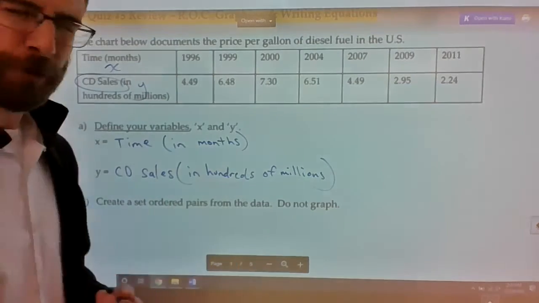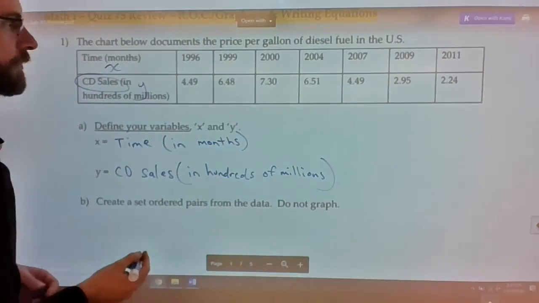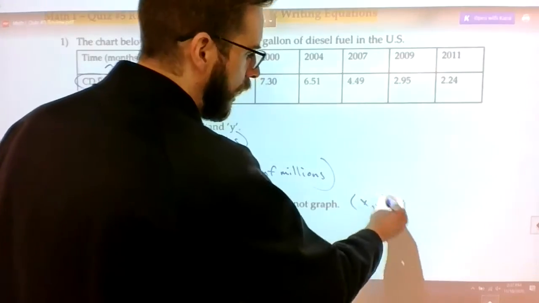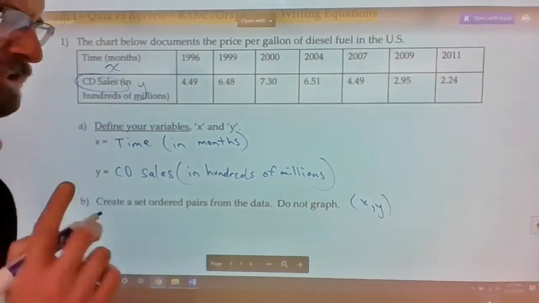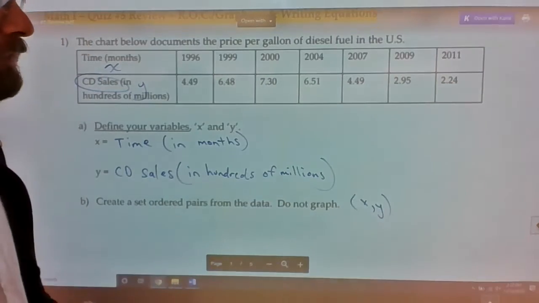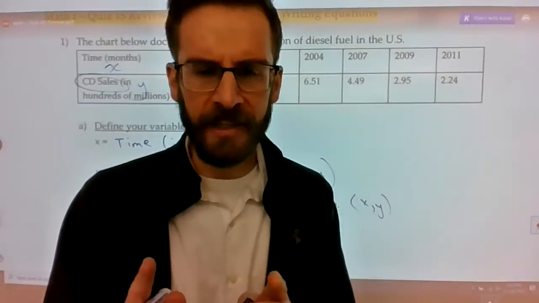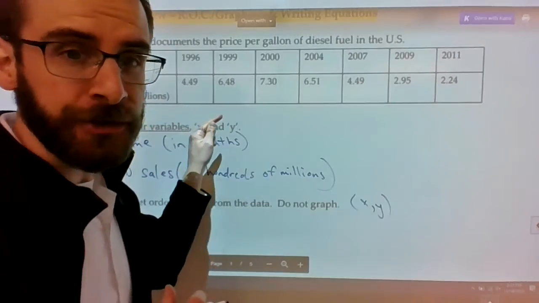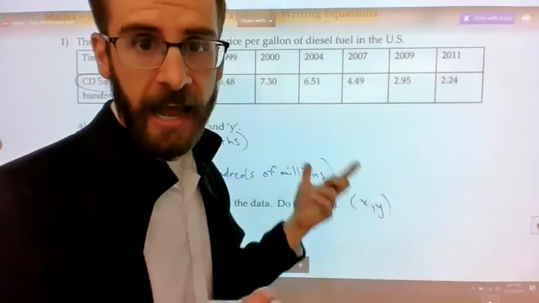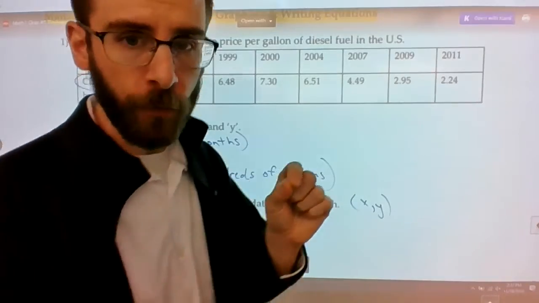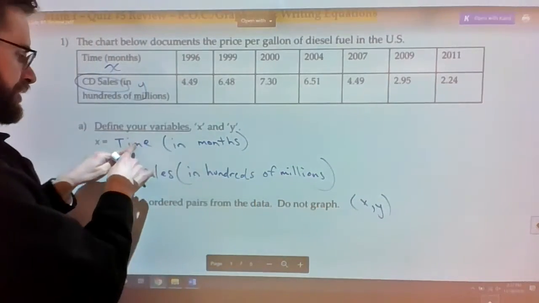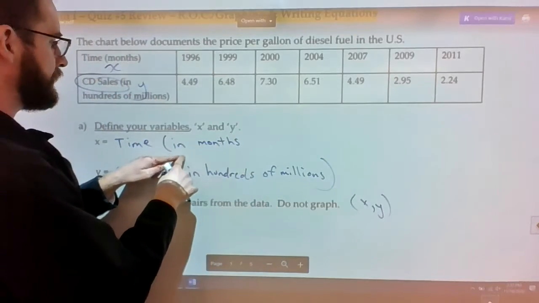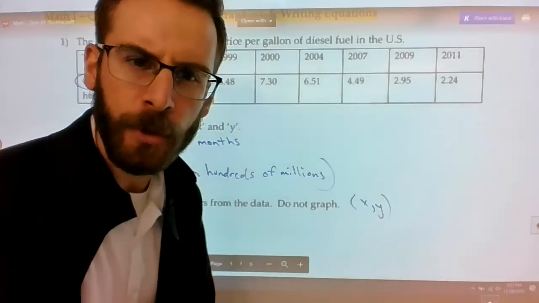Now, what would a set of ordered pairs look like for this? Well, an ordered pair is x comma y. But if we were to graph this, I don't think you're going to want to graph 1,996 on the x-axis. So one way of getting around that is to say, instead of just time in months, you can say time in months. Actually, this is a typo. It should be years.